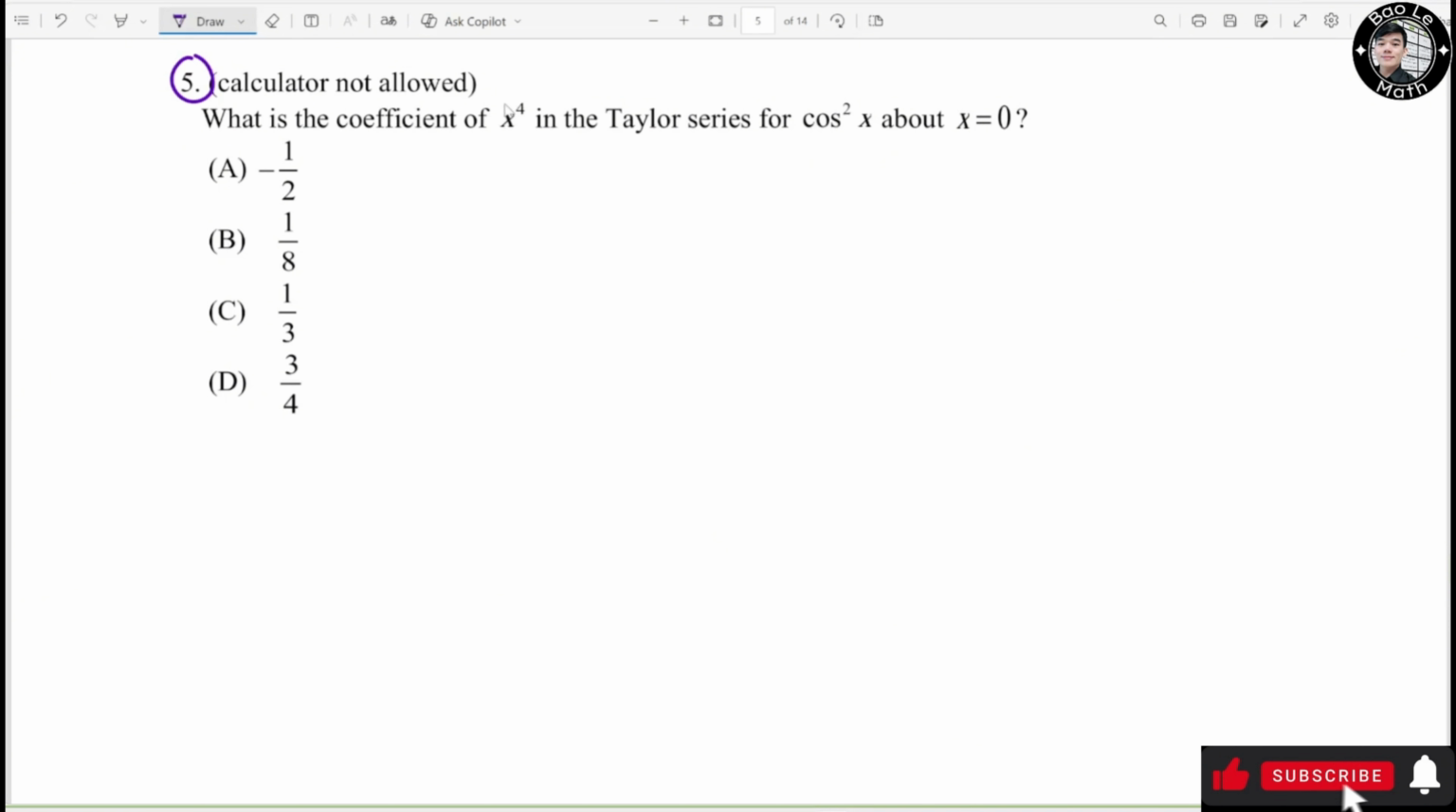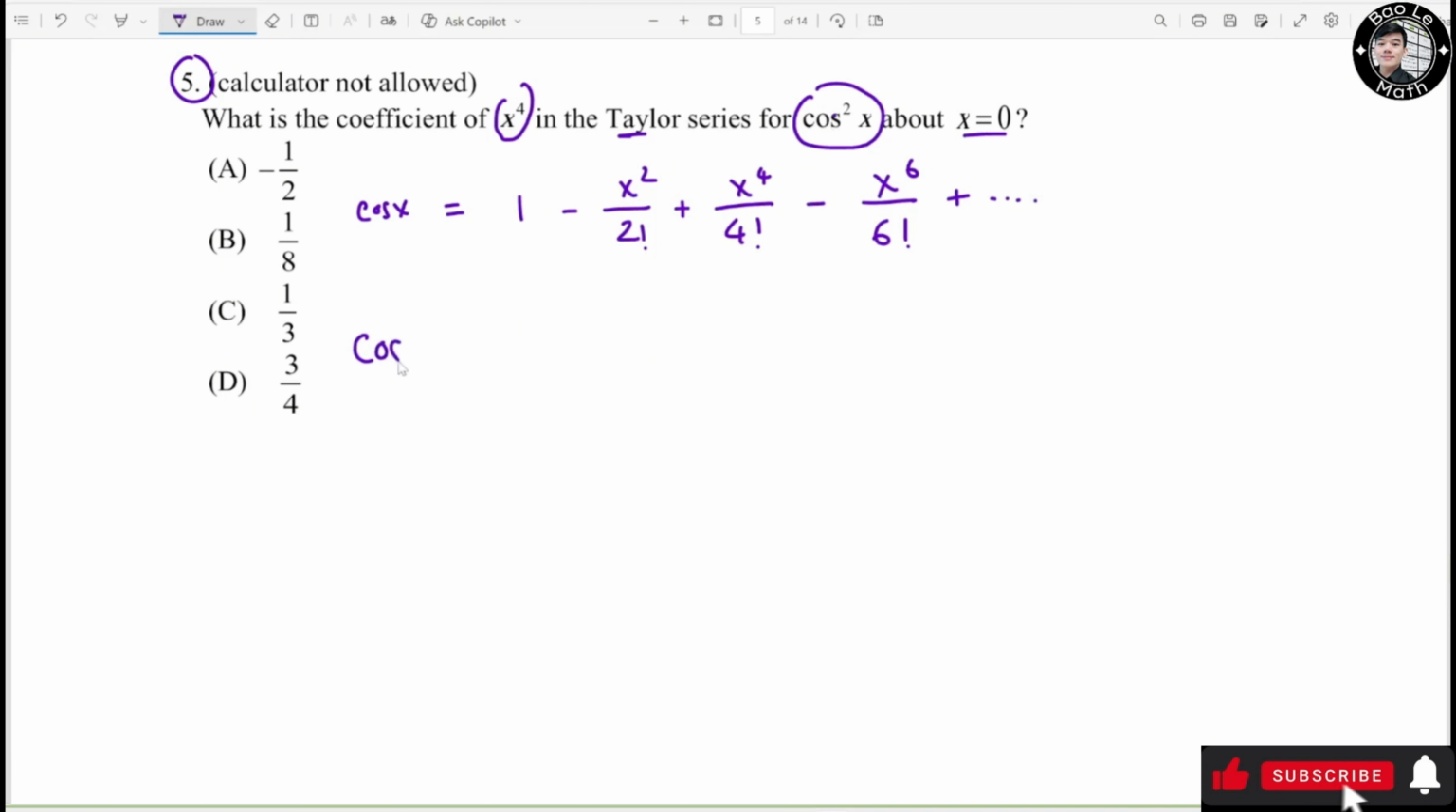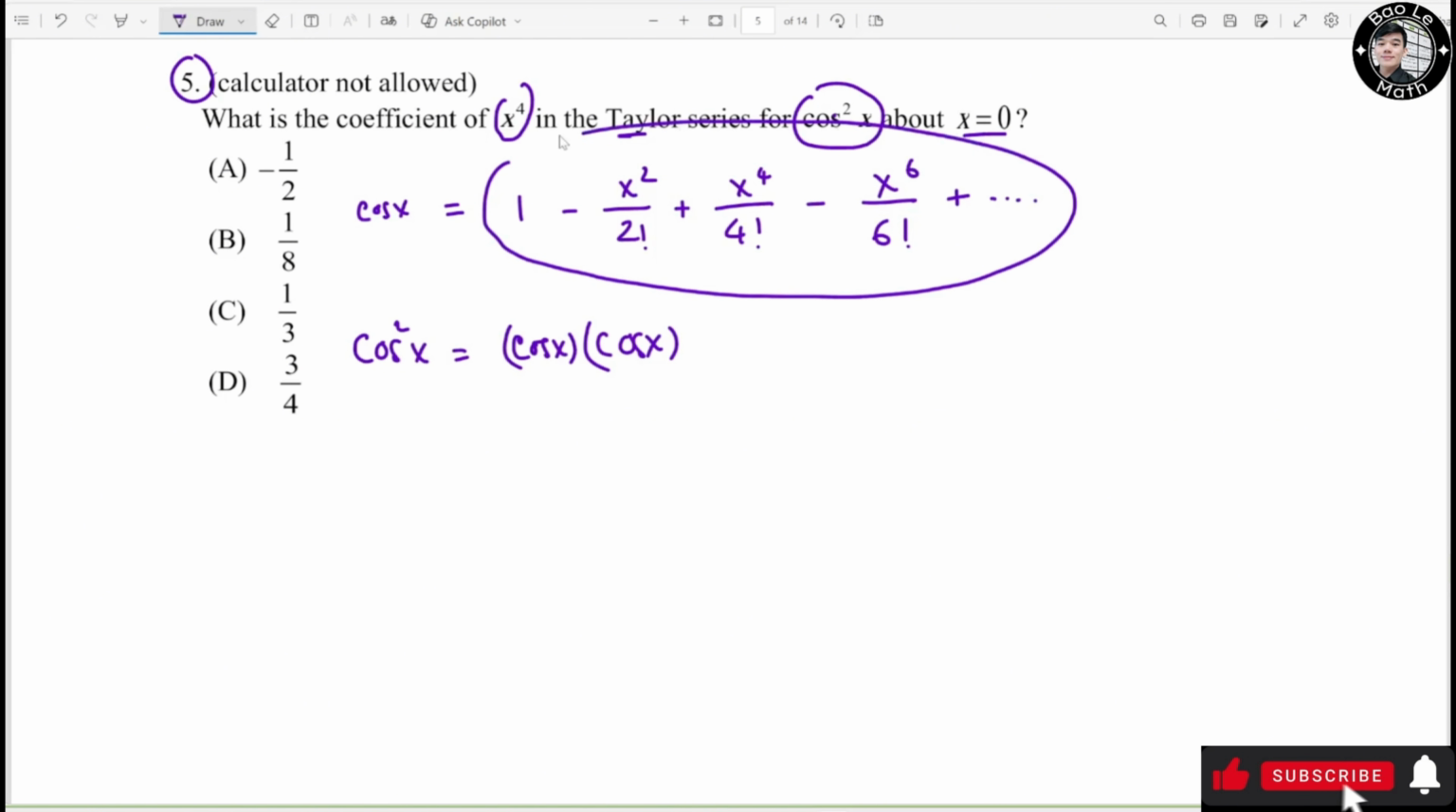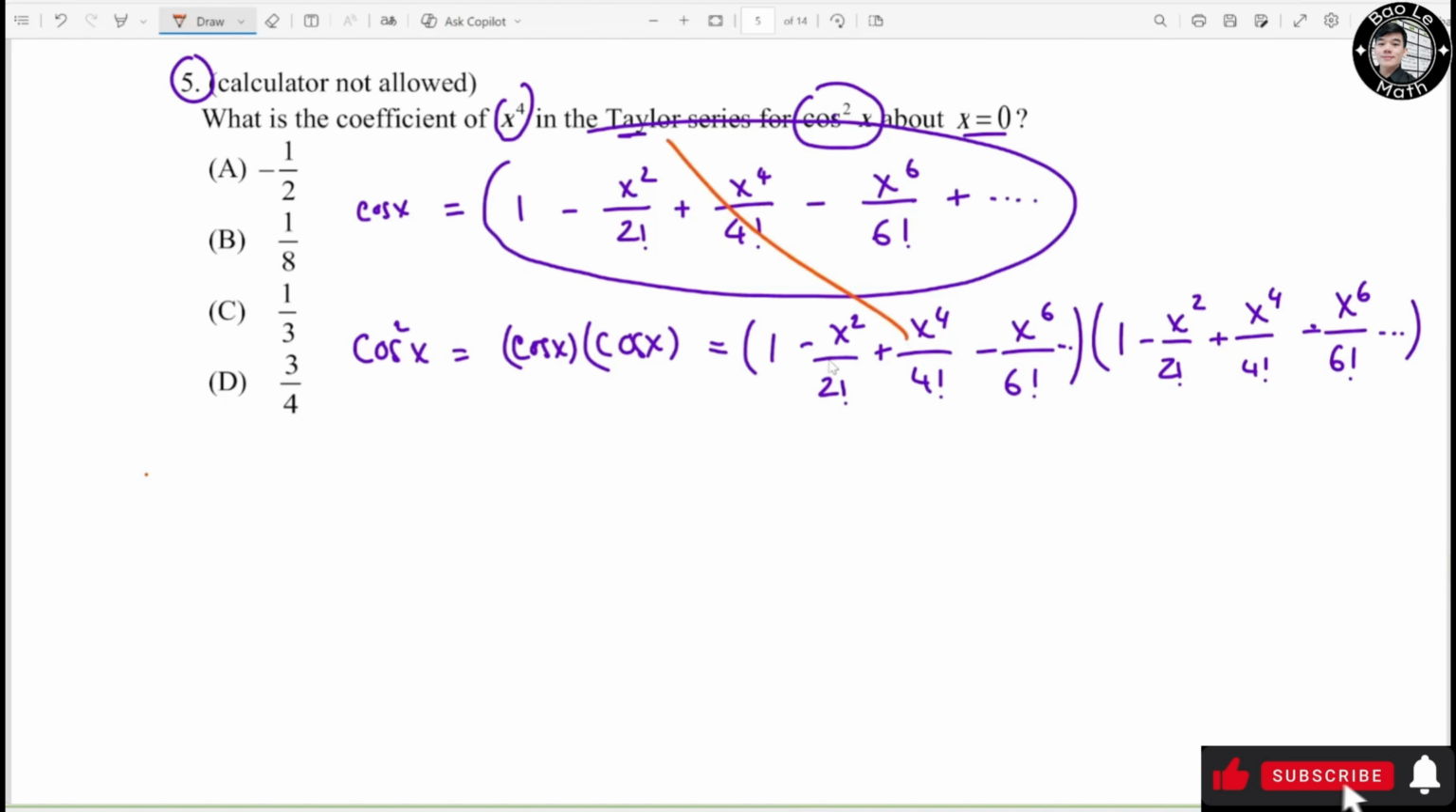What is the coefficient of s to the 4 in the Taylor series for cosine squared of s about s equals 0? So when s equals 0, this is the Maclaurin series. So we have cosine of s equals the series. If we need cosine squared of s, this is actually cosine s times cosine s, so does that mean multiplying this series by itself? But I don't recommend doing it this way because it's time consuming.